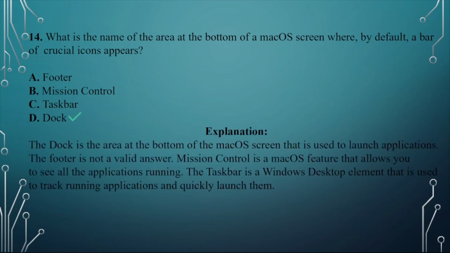The answer here is D. Dock. So dock is the area at the bottom of the macOS screen that is used to launch applications. Footer is not a valid answer. Mission Control is a macOS feature that allows you to see all the applications running. Taskbar is a Windows desktop element that is used to track running applications and quickly launch them.